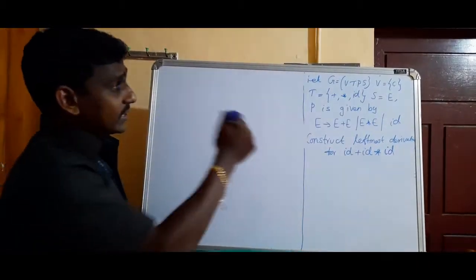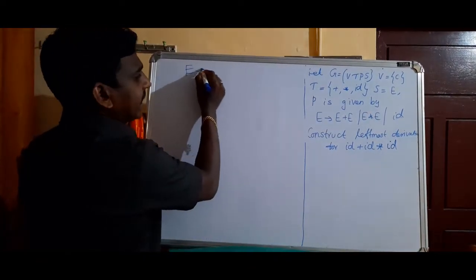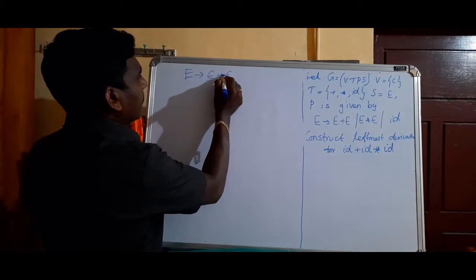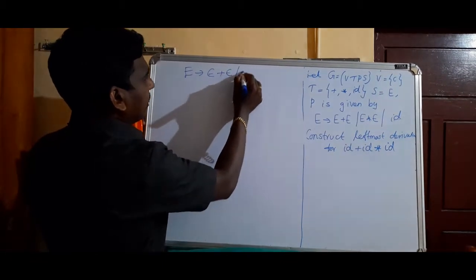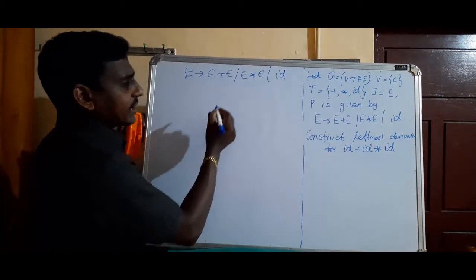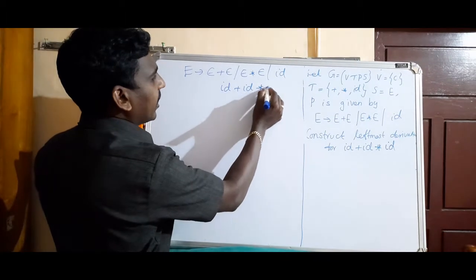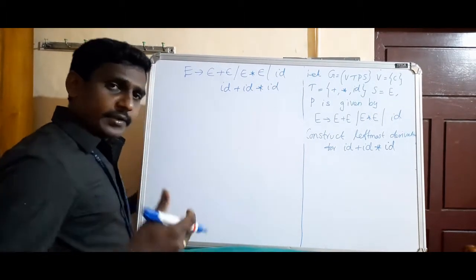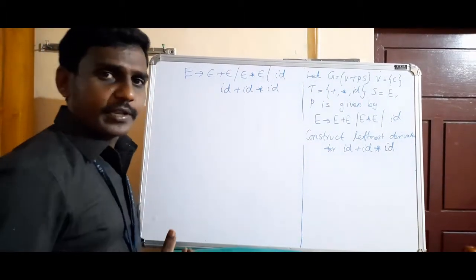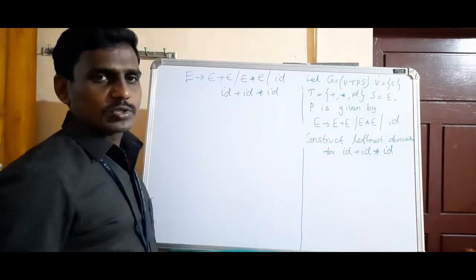So this is the question they have given. I have the grammar E tends to E plus E, slash E star E, slash ID, and they are asking to construct the leftmost derivation for ID plus ID star ID. You can derive this string in general, no problem, but I am asking for the leftmost derivation and the rightmost derivation.